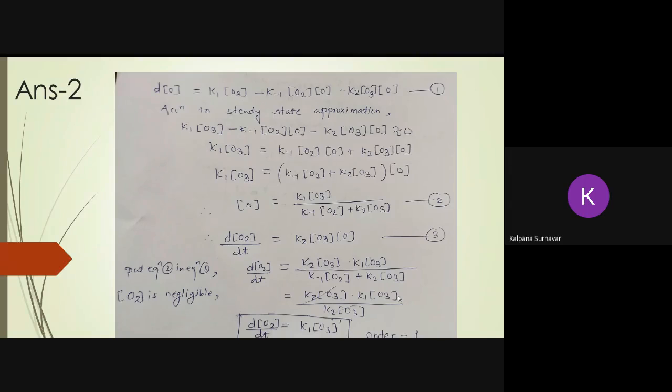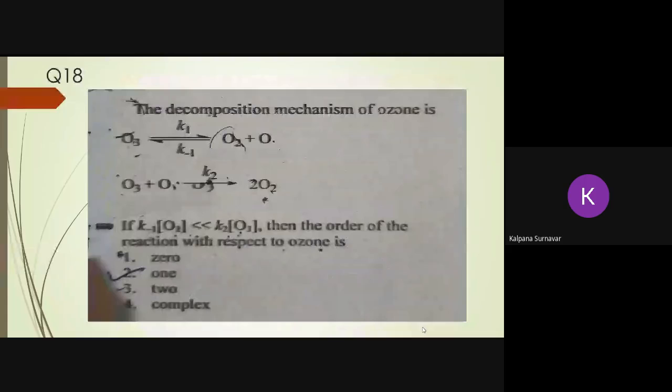And the order means what? It is the sum of the powers raised on the concentrations. And here there is only one concentration, which is O3. So the order of the reaction of ozonolysis given in this problem is equal to 1. So option number 2 is the correct answer. And this problem was asked for 4 marks in the NEET exam.